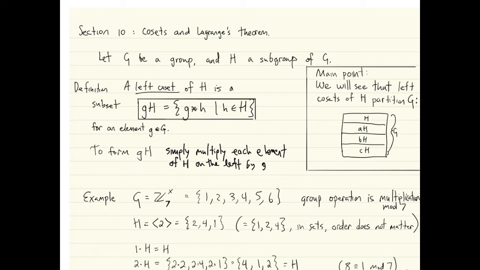It's a set of the form gH, where this lowercase g is an element of the group. Simply, to form a coset gH, you just multiply each element of H on the left by this fixed, specific element lowercase g. When we multiply on the left, it's called a left coset. When we multiply by g on the right, it's called a right coset. They're different in general, but for now we'll just stick to left cosets.